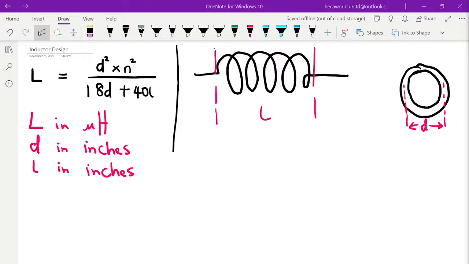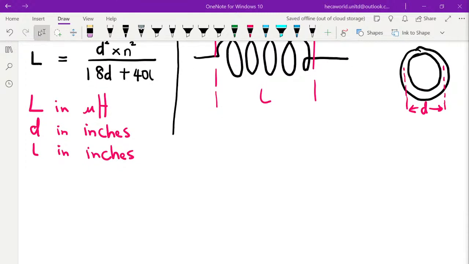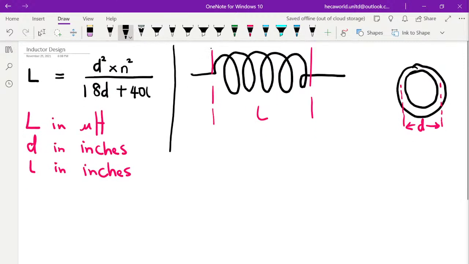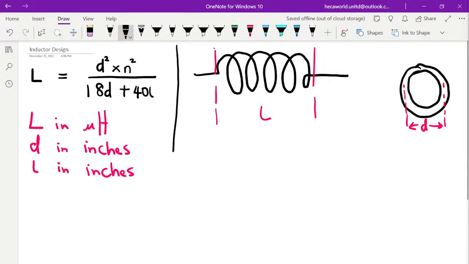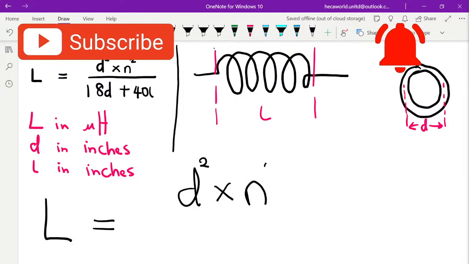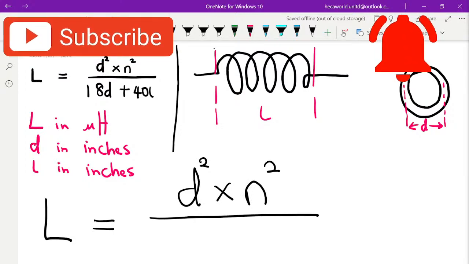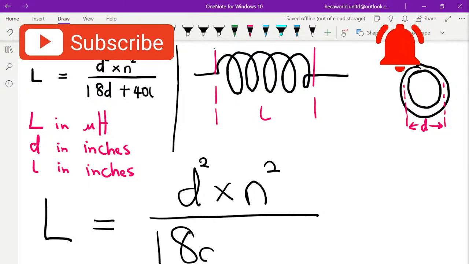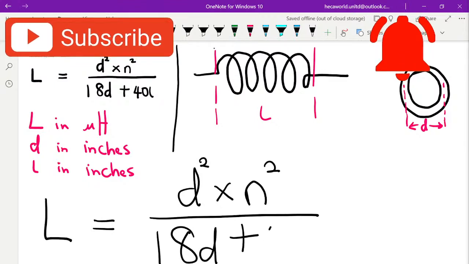Now, inductance L is calculated using the formula that I'm showing on the screen right now, where L is inductance and D is the diameter of the coil. We're going to show you how to get that. It's D squared multiplied by N squared, where N is the number of turns, divided by 18D, where D is again the diameter of the coil, plus 40L.